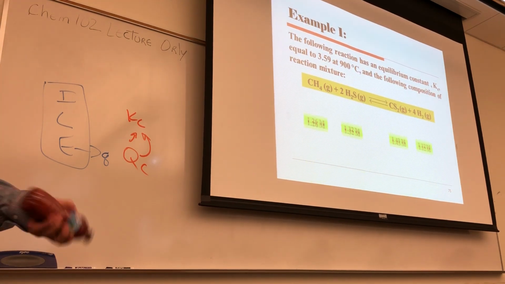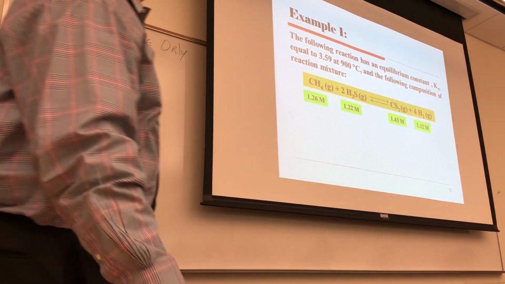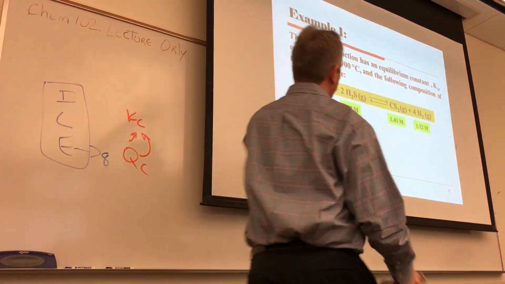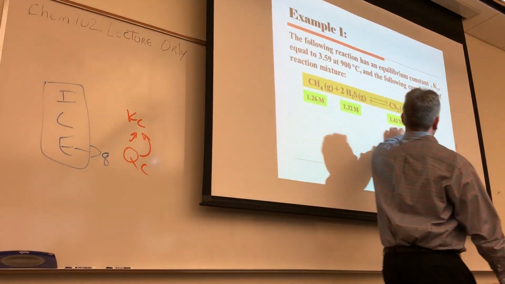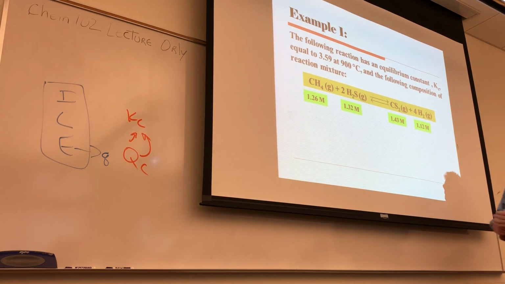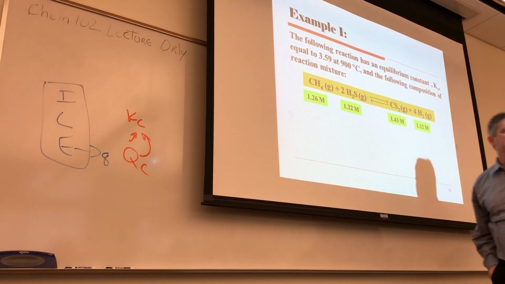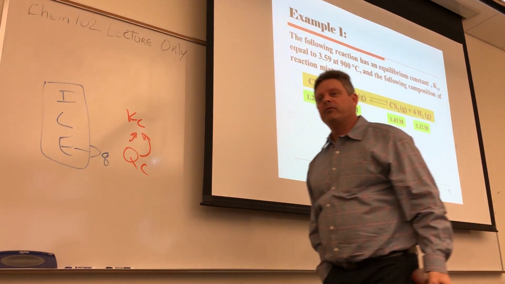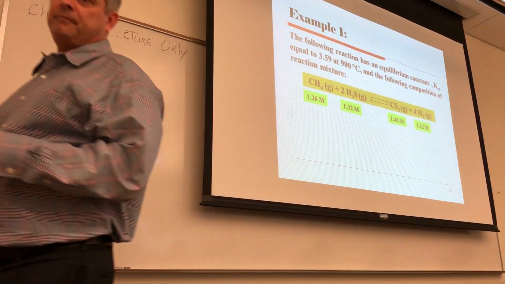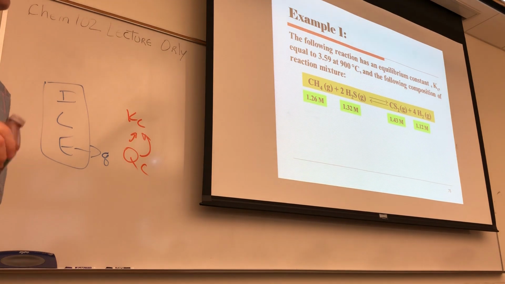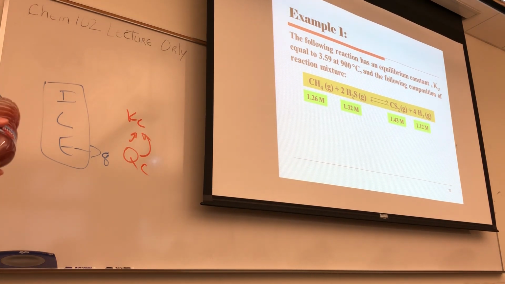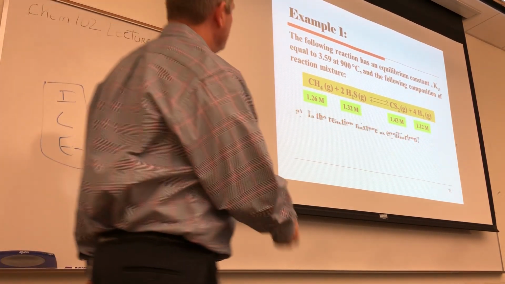Okay, so let's try. What I have here is this reaction and these concentrations. I'm also given that at 900 degrees Celsius, Kc is equal to 3.59. So what am I supposed to do here? Plug it in, solve for Qc, and see how it compares to Kc. Right? Okay, so if we plug in these numbers here, it's already given.